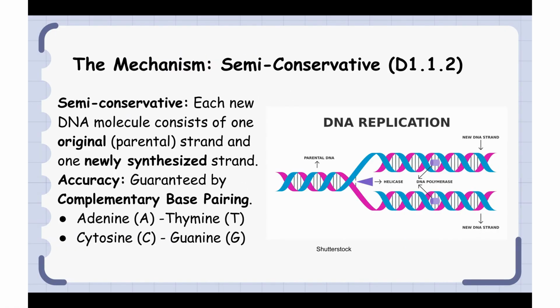DNA replication is semi-conservative. This sounds fancy, but it just means we keep half of the old stuff to make the new stuff. One original strand acts as a template because adenine always pairs with thymine and cytosine with guanine. The new strand is a perfect mirror image of the old one. This ensures an incredibly high degree of accuracy, minimal typos in the code of life.